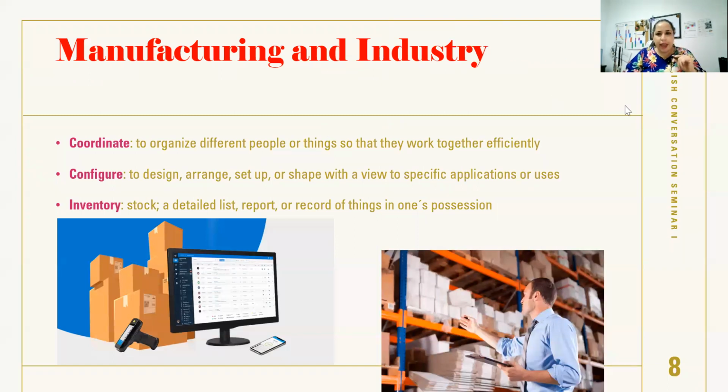Let's read about them and try to understand them, and then we try to understand them by the examples. So we have coordinate. Coordinate is to organize different people or things so that they work together efficiently. Configure, to design, arrange, set up, or shape with a view to specific applications or uses. Inventory, stock, a detailed list, report, or record of things in one's possession.